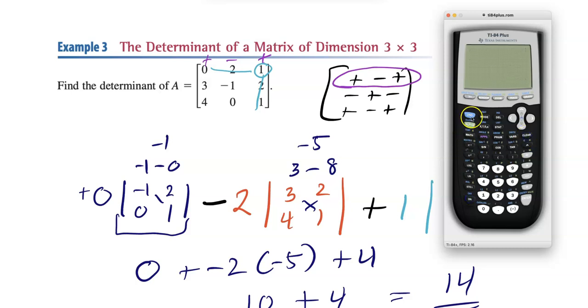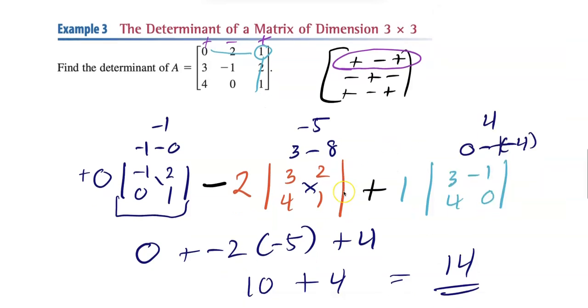You gotta put our matrix in. So matrix, let's make this a 3 by 3. We have 0, 2, 1, 3, -1, 2, 4, 0, 1. Okay, let's get out of here. Go back to matrix. Now determinants under math, it's an operation. So very first one, determinant. Then you select your matrix, press enter, and 14 just like we got.